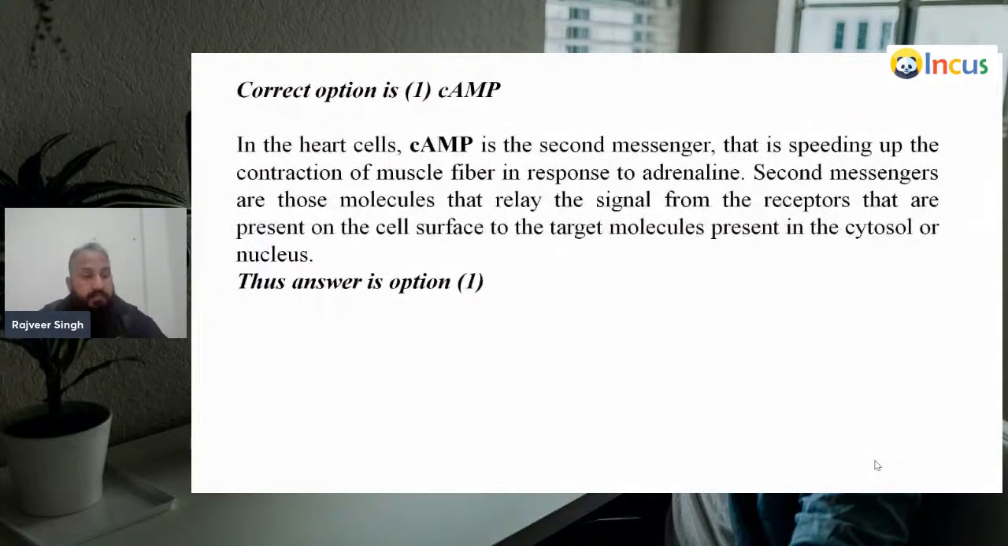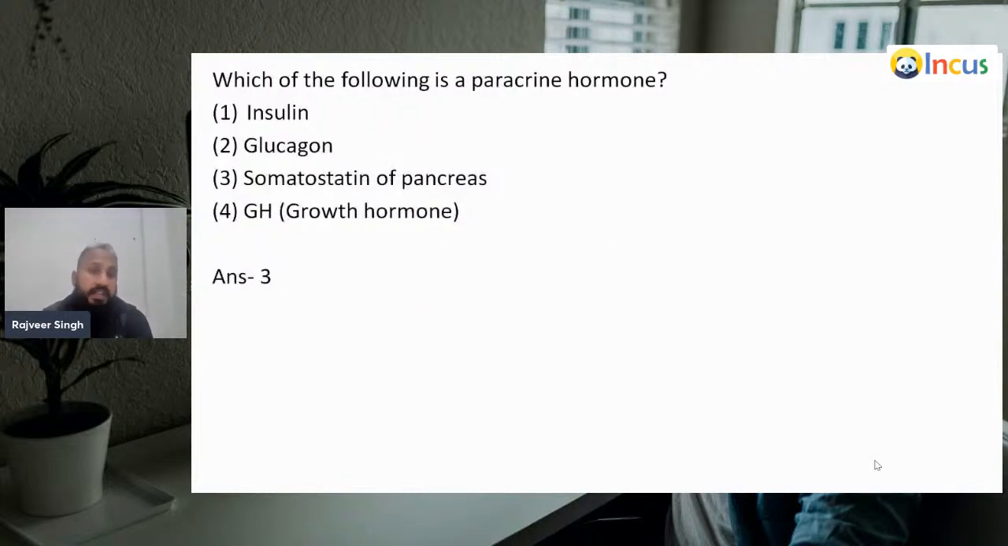Cyclic AMP is the right answer because, as you can see, in the heart cells cyclic AMP is the second messenger that speeds up the contraction of muscle fibers in response to adrenaline. Second messengers are those molecules that relay the signal from the receptor present on the cell surface to the target molecule present in the cytosol or nucleus. So our answer, first, cyclic AMP, is the right one.